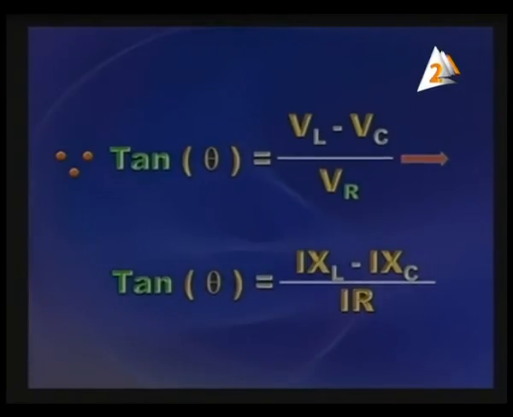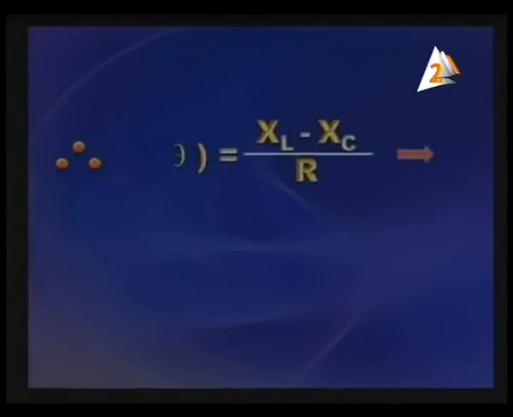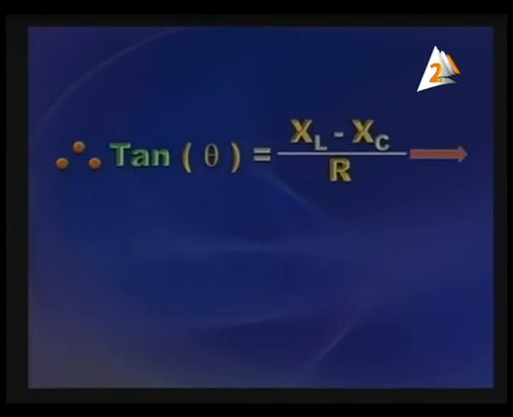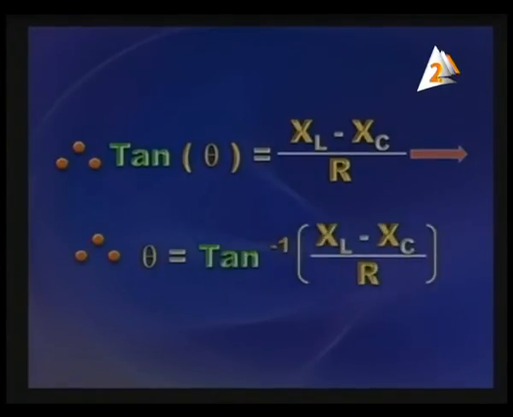And VR is the product of the current and the resistance. And of course, the current will be crossed out. So tan theta equals XL minus XC over R. And in this way, the value of the angle itself, theta, can be determined: theta equals tan negative 1 of XL minus XC over R.